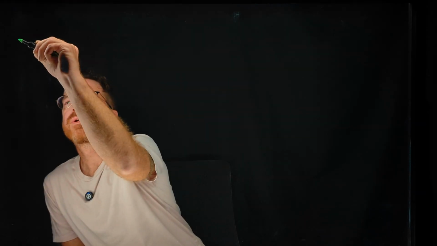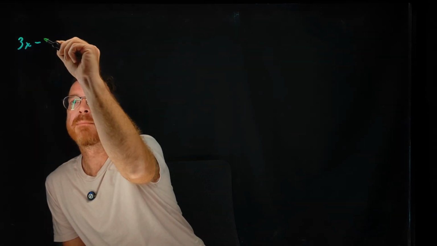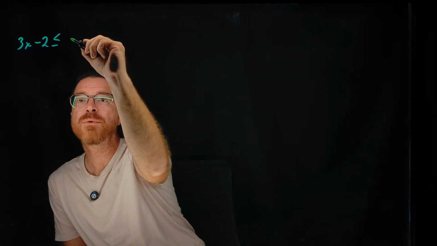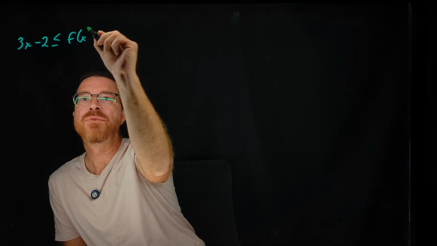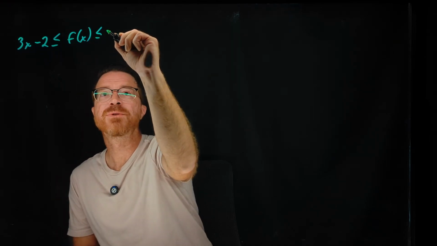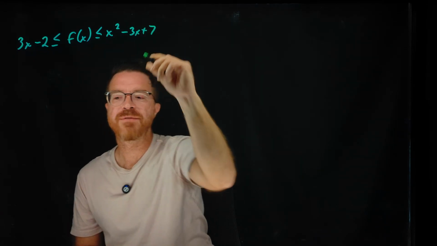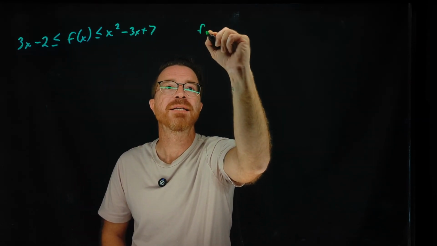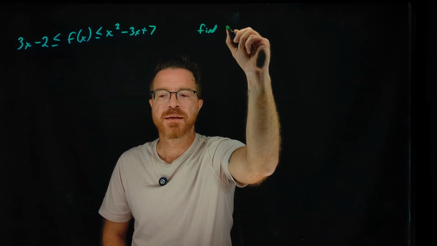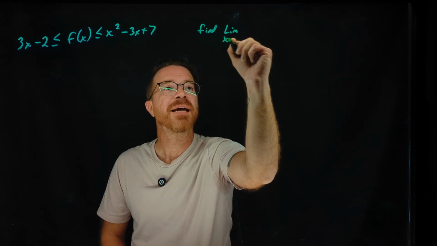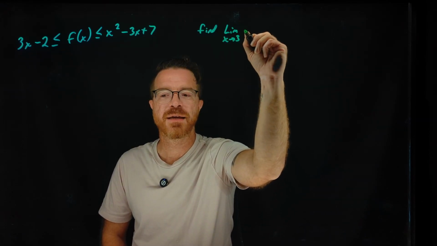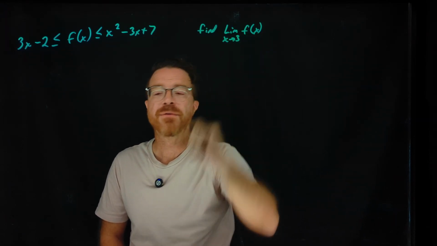Suppose that we have 3x minus 2 is less than or equal to our function f of x, which is less than or equal to x squared minus 3x plus 7. And we want to find the limit as x approaches 3 of f of x.